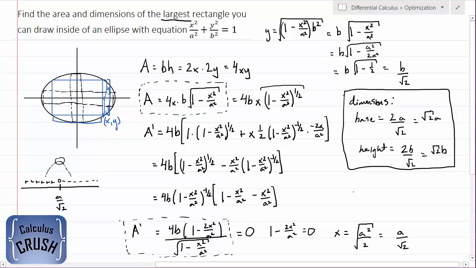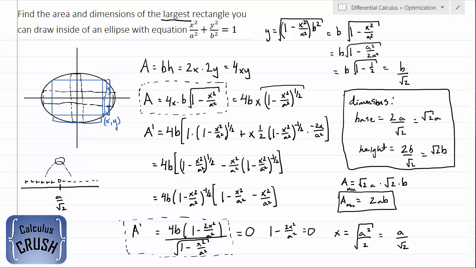Now that we know the dimensions, what is the area? Well, the area is just the base times the height. So we can use root 2 times a times root 2 times b, and what we're left over with is 2ab. So maybe I'll call that a max. There you have it. We've determined the maximum area of a rectangle drawn within an ellipse, and it's equal to 2 times AB. We've also figured out the dimensions of that rectangle. So the base would be root 2 times A, and the height would be root 2 times B.